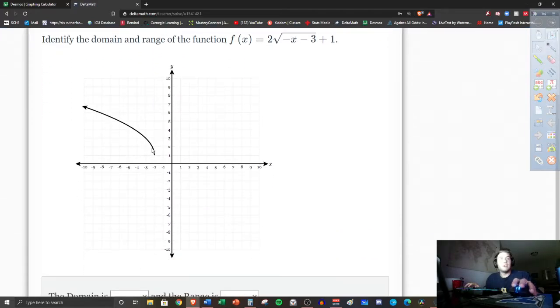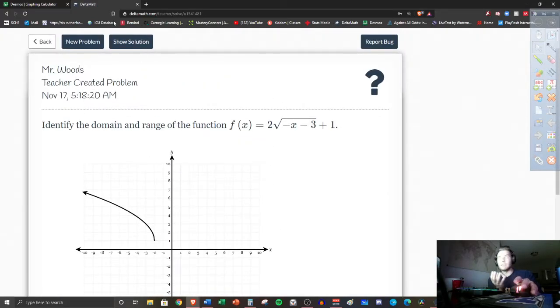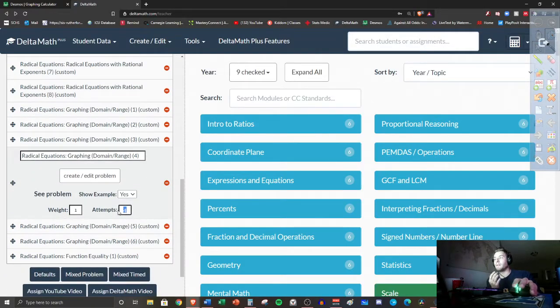Some of them look a little bit strange. Like look at this one. We haven't seen one that does that. So you're just gonna have to think through your domain and range knowledge of what that is, and take your time, make sure you get the right answer. Now, I only put 4 attempts on this. If that's not enough for you to do, then you need to let me know so that I can increase that for you.